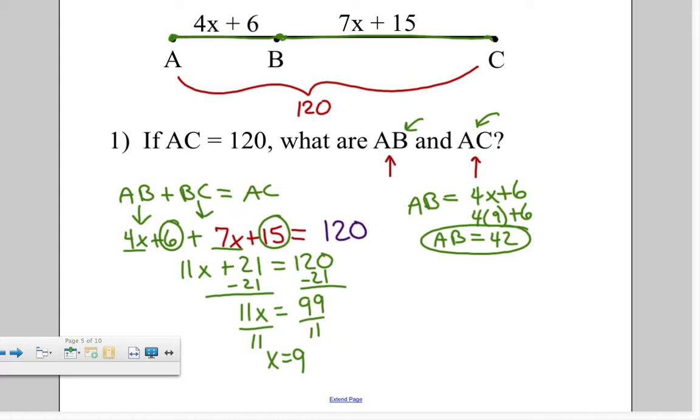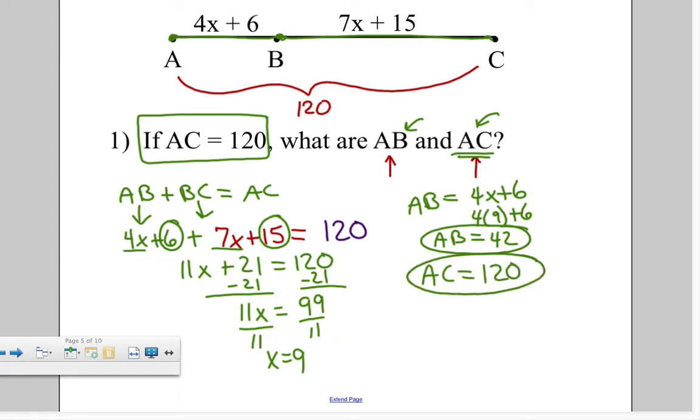I'm going to do the same with AC. Now AC, I don't need to do anything. Look at that. Trick question. AC is 120. Now, it could ask for BC, in which case I would have to do 7 times 9 plus 15. But it doesn't.